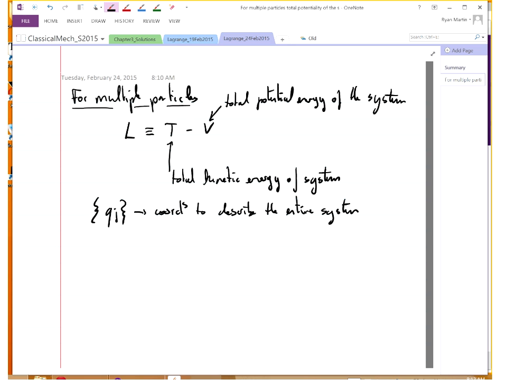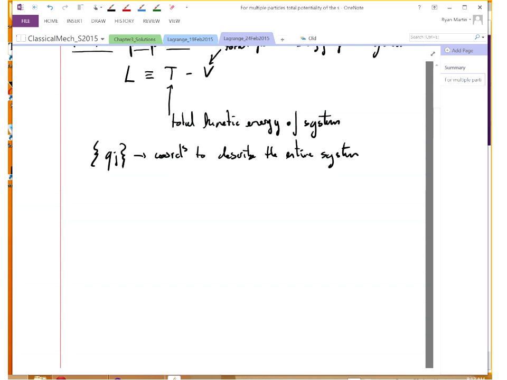So let's do a simple example of this. Example 4.3 in the notes. It's the same example as we did before, except now we'll have two blocks sliding down instead of one block. So this is example 4.3.